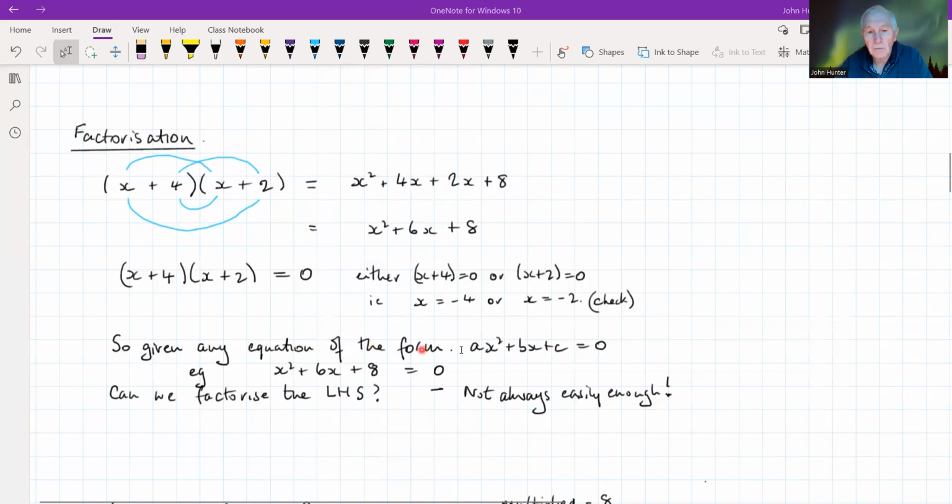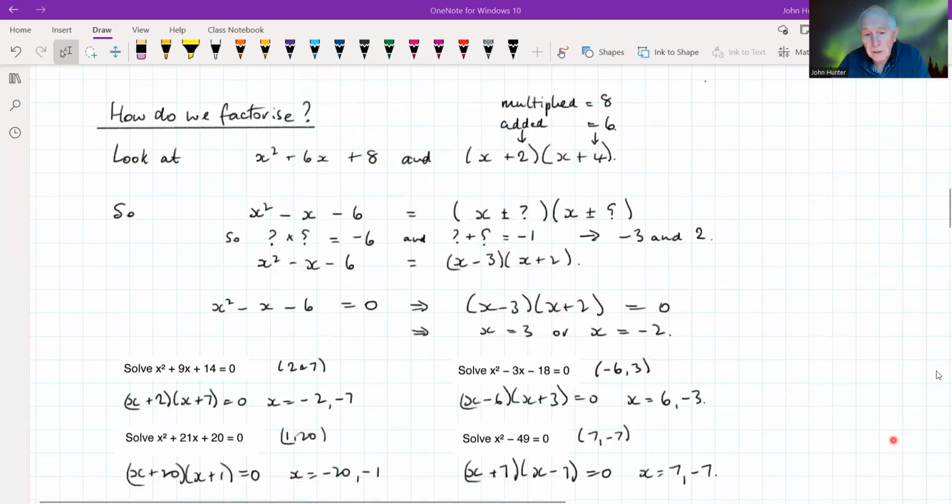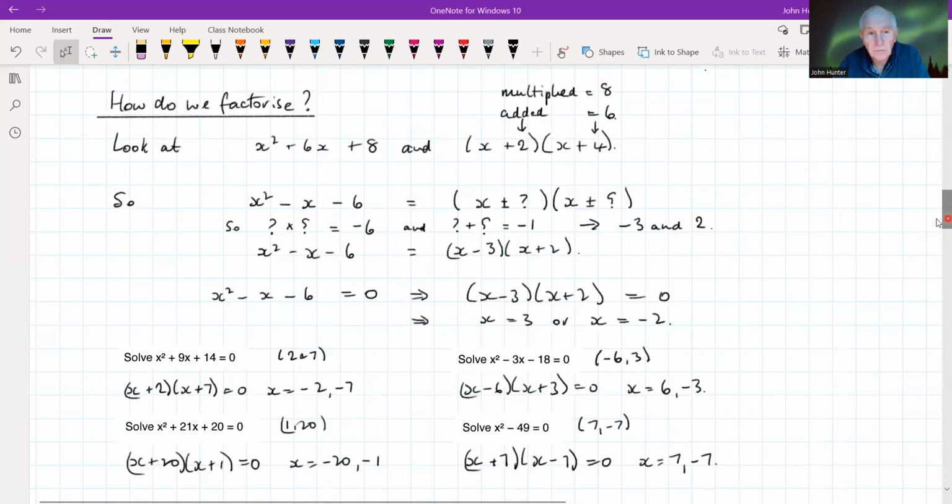Given any equation of the form, and this is what we would call the general form of a quadratic equation, where these are the coefficients, the multipliers of each of these. On this particular one, A is 1, B is 6, and C is 8. We would want to ask ourselves, can we actually factorize the left-hand side? The answer is, not always, or at least not always easily enough to do it with factorization. But let's carry on worrying about factorization for the moment.